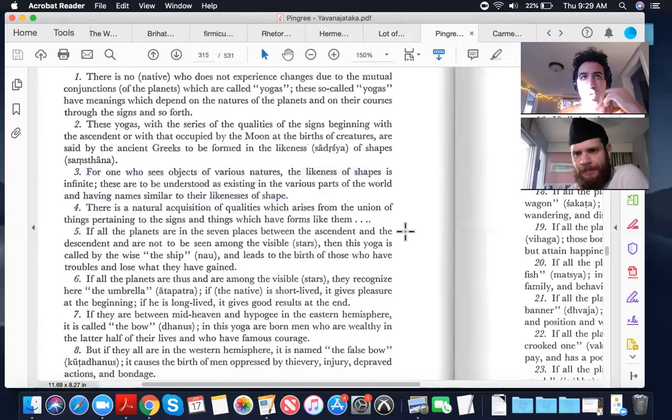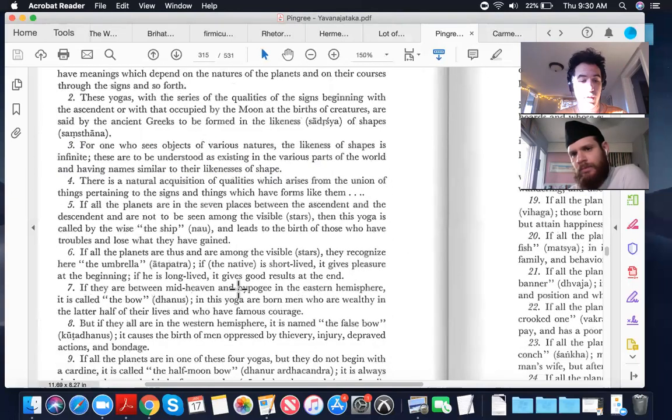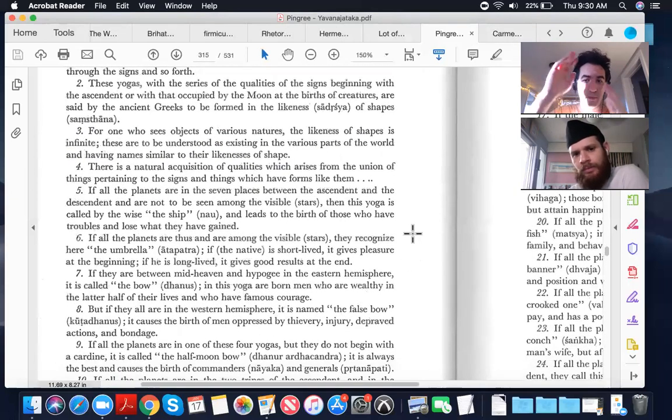I can think of a chart where the only planet above the horizon is one planet in the 10th, or another chart that I was examining in my little series on basic steps in birth chart analysis, where the only planet below the horizon is the moon. So it's almost the umbrella one, which is the opposite of the ship. But my point is that it would make sense with the ship or the umbrella or any of these first ones, the bow or the false bow, which are just hemispheric yogas, to see the first planet and the last planet, and probably derive something from that.